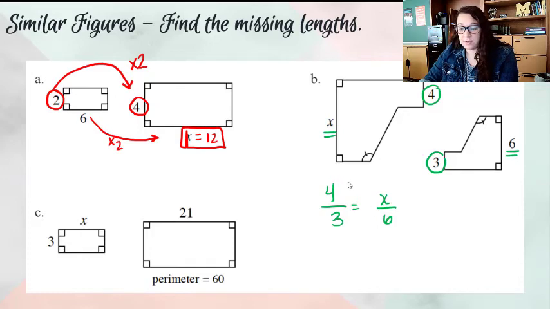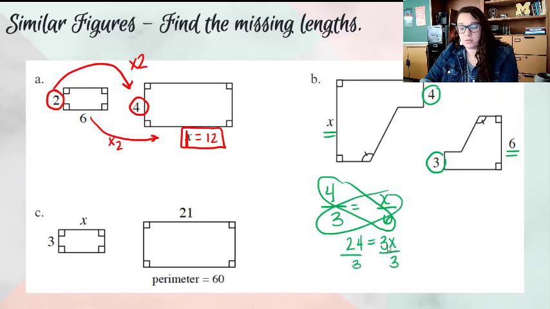Here I can cross multiply to solve. So I've got 6 times 4 is 24 equals 3 times x is 3x. Divide by 3 on both sides, and I've got x equals 8. Now looking at my length here, that looks pretty reasonable to me, that would be 8.